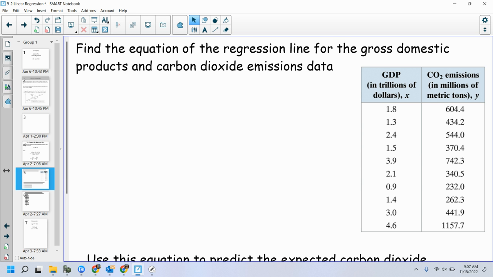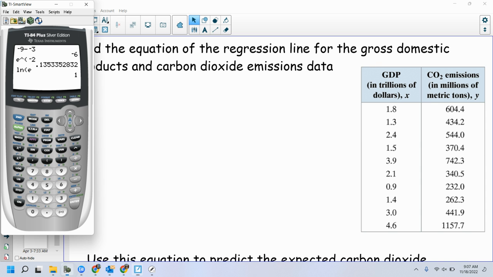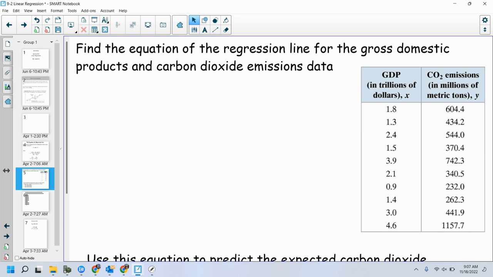So let's do it in our calculators instead, shall we? Because that's way easier. Let's put this data into our calculator. Remember, to do this, we go stat, edit. I'm going to clear out everything that's there. And we have gross domestic product and carbon dioxide emissions, right? GDP and carbon dioxide emissions.